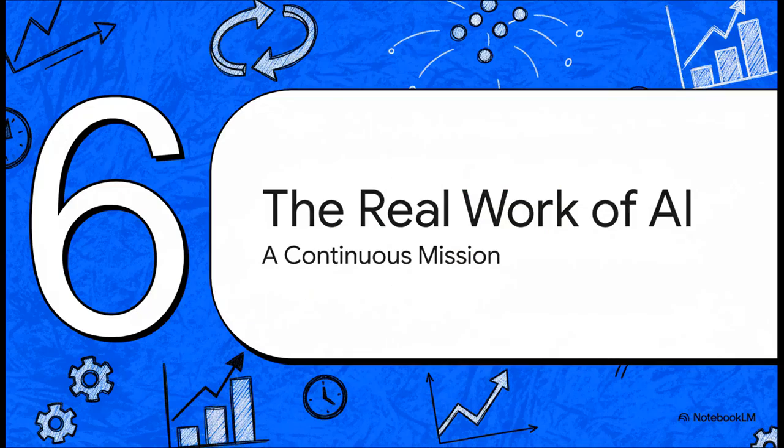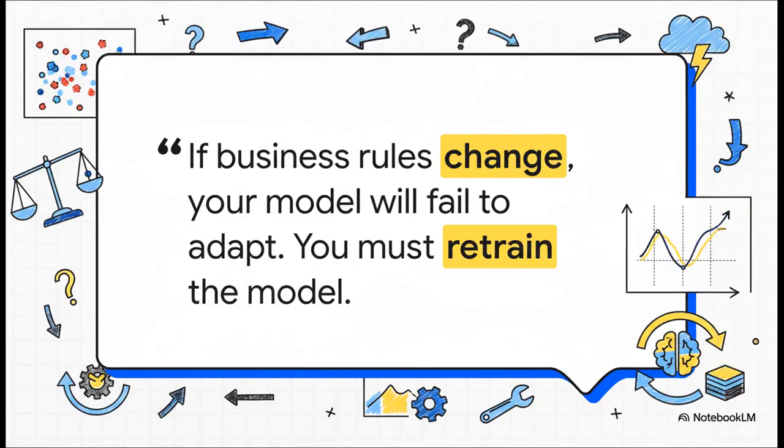And you know, all of this, the constant measuring, the metrics, the endless tuning, it all leads to what might be the single most important lesson in all of AI. And it's this: building a model isn't something you just finish. It's not a one-and-done job. It's a continuous mission. If the rules of the business change, if customer behavior shifts, your model will fail to adapt unless you do something about it.